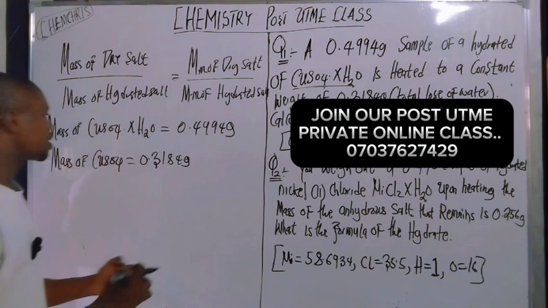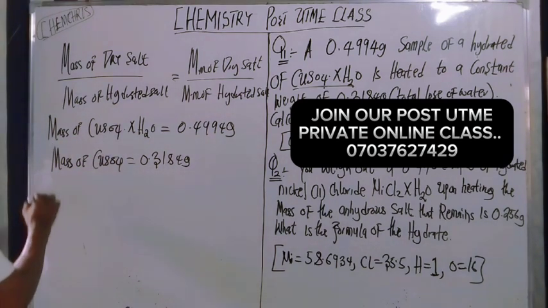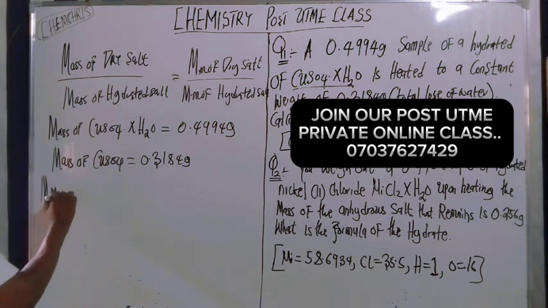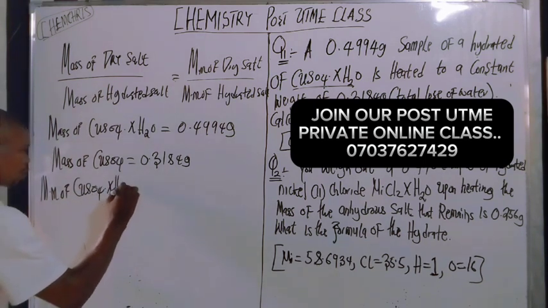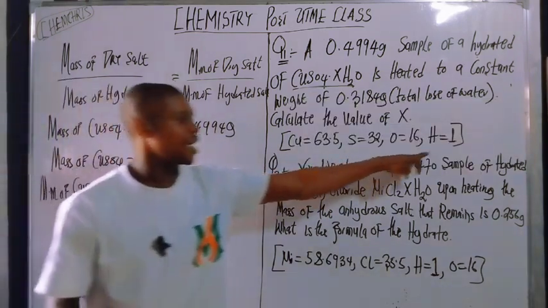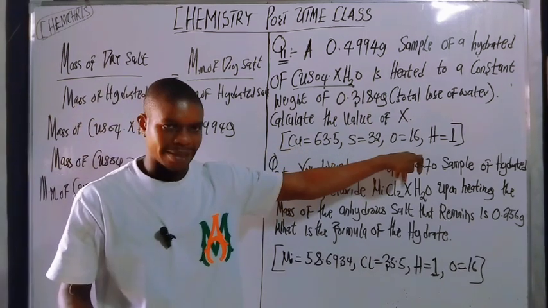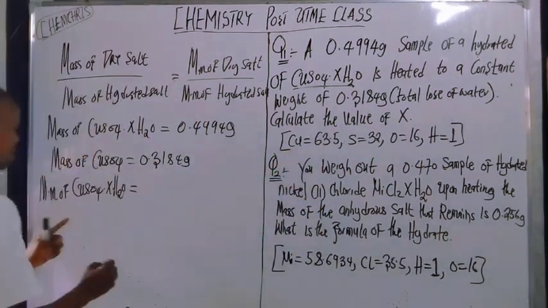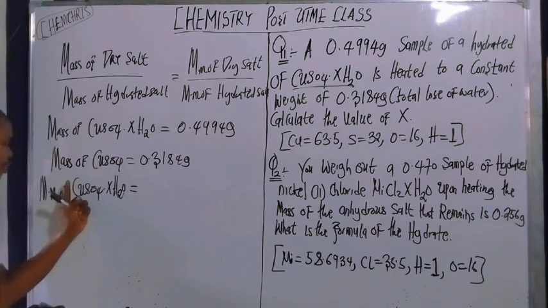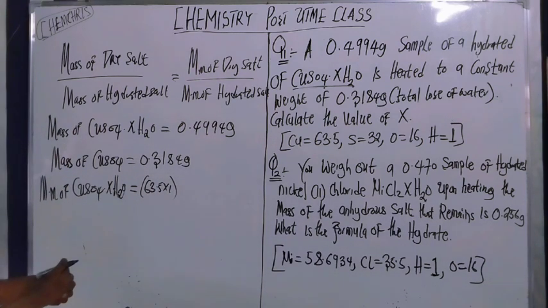Now the next one to do here, we'll calculate the molar mass of each of the salts. Do you get that? So let's calculate the molar mass of the hydrated salt, CuSO4.XH2O. Now they give us the atomic mass of each of the elements here. Do you understand? So copper is 63.5, because the number of atoms of copper is 1. So it's going to be 63.5 times 1. Can you see that?